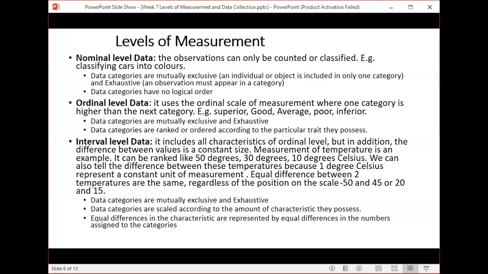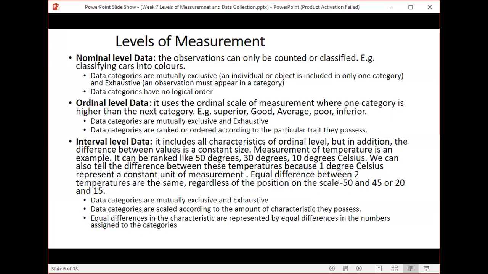This is, say, the level 200 of the levels of measurement. So this is higher than the first one. The ordinal level data has all the characteristics of the first level of measurement, which is nominal level, and it has something extra that makes it superior to the nominal level data. The characteristics are that it uses an ordinal scale of measurement. It means that there is an order in there.